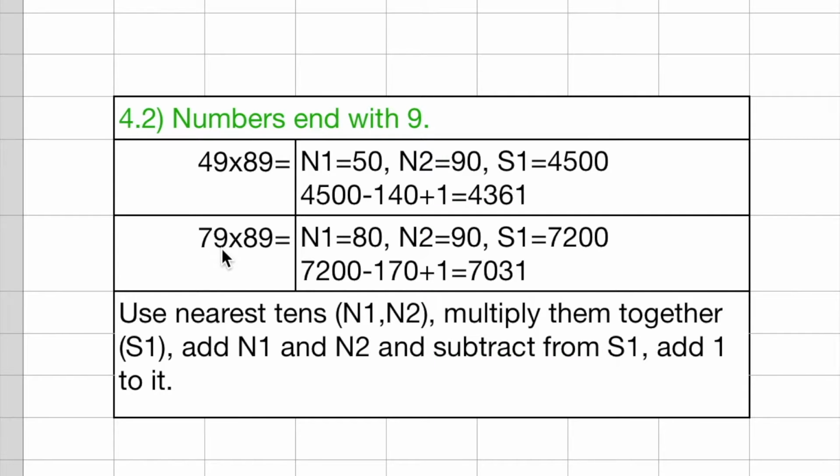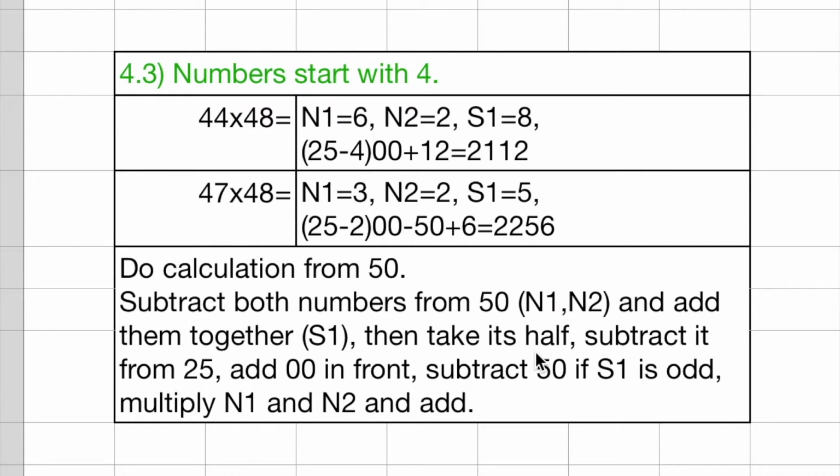79 times 89. So here n1 is 80, closest to 79 is 80. Then n2 is 90 because closest to 89 is 90. So our S1 becomes 80 times 90, which is 7200. Then we add 80 and 90, which is 170. We subtract 170 from 7200. So we have 7030. Then we add 1 to it. So it becomes 7031.